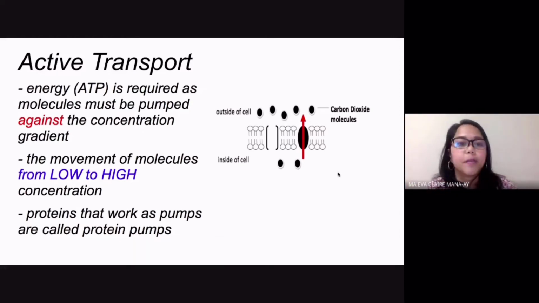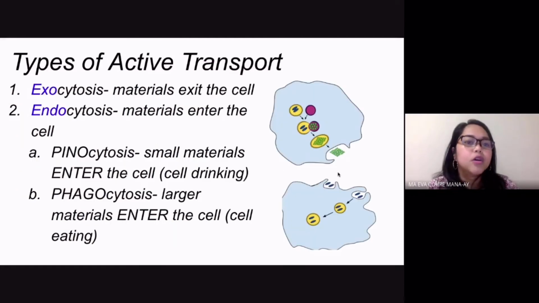Now, you have several types of active transport here. The first one would be your exocytosis, and the second one would be endocytosis. Again, when you say cytosis, this means the cell, the cytoplasm. Exo in science means going out, and endo means getting inside. So when you say exocytosis, materials exit the cell. This is a type of active transport where your materials would exit the cell.